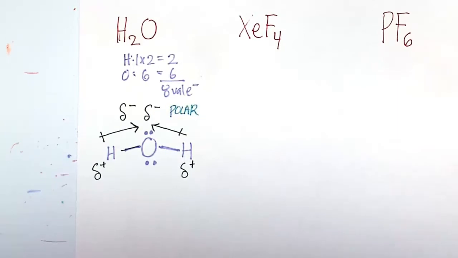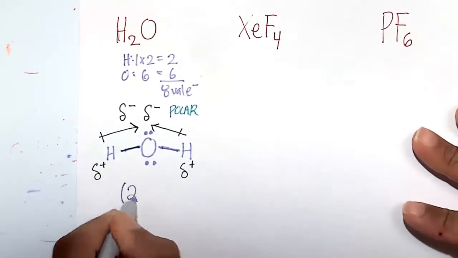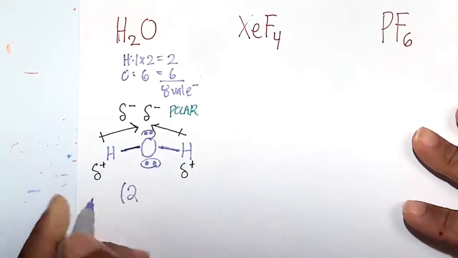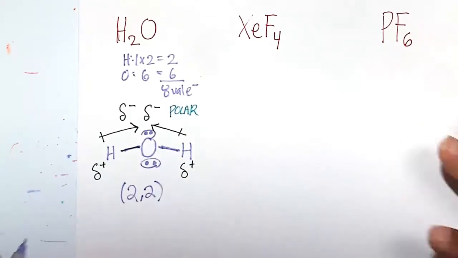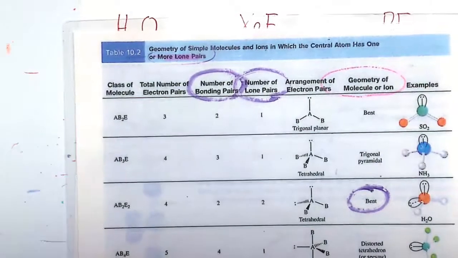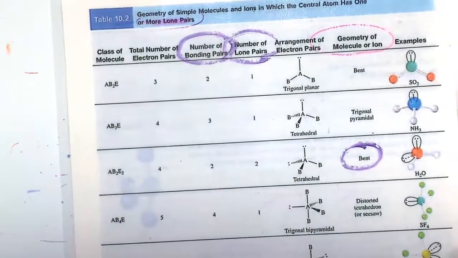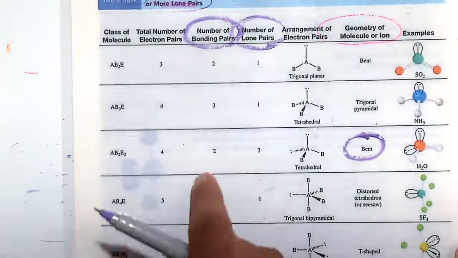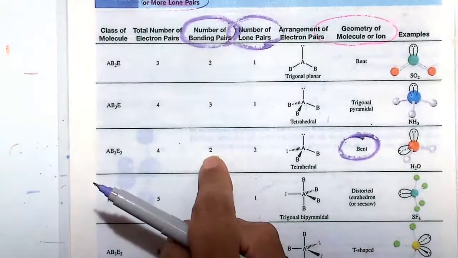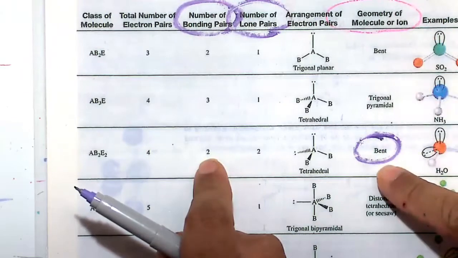This is not how water looks in 3 dimensions. We can actually get a more refined 3-dimensional structure looking at the central atom of oxygen. So here we have 2 bonds and 2 lone pairs. Those lone pairs are also going to affect the 3-dimensional structure. This is where we're going to look at our table here. Again, table 10.2 if the central atom has lone pairs, table 10.1 if there are no lone pairs. So 2 bonds and 2 lone pairs, we're going to look at the geometry of the molecule now: bent.